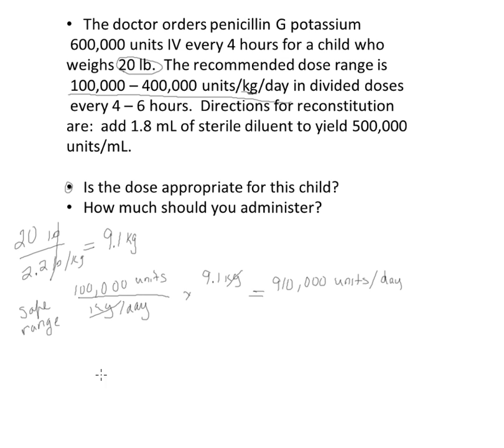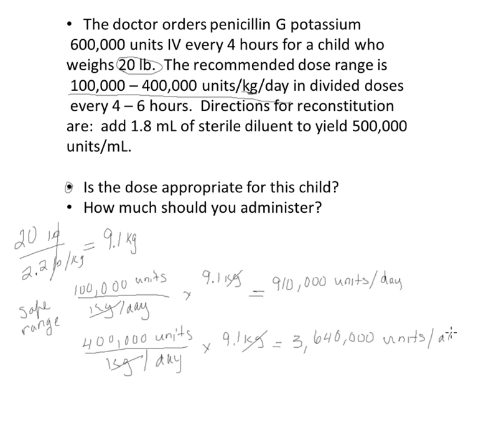And now I need to repeat with the upper end of the range. So the upper end of the range is 400,000 units per kilogram per day. And I multiply that times the child's weight of 9.1 kilograms. Kilograms cancels. And I get 3,640,000 units per day.